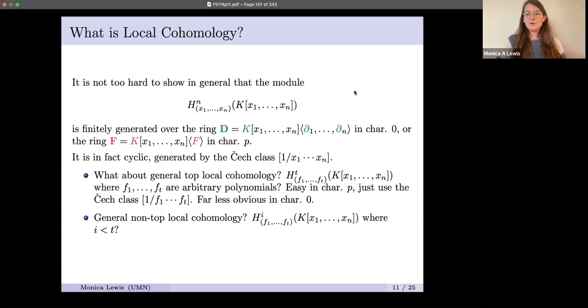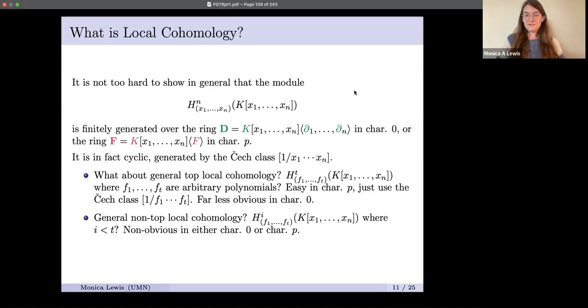Okay, for top local cohomology with respect to any number of f's, 1 generator is always enough in characteristic p. It's far less obvious that it's even finitely generated in characteristic 0. As far as non-top local cohomology goes, this is going to be some very complicated object that has to do with syzygies on i-tuples of various powers of the f's, modulo trivial Koszul syzygies, and then some stabilization about a map into the direct limit. It's not obvious what a finite set of generators would be for this, either in characteristic 0 or in characteristic p. Okay.